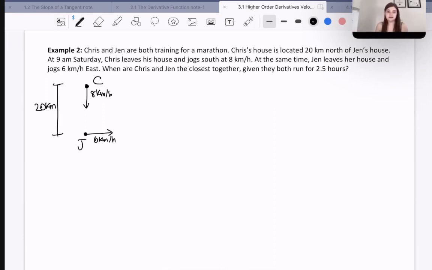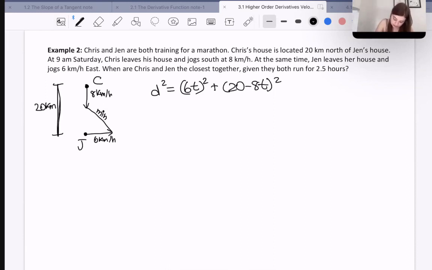Something I'm noticing here is that we have something similar to Pythagoras' theorem. We would like to know the minimum distance of this length right here. And this distance can be described as d squared is equal to a squared, which is 6 times whatever time it is, squared, plus 20 minus 8t squared. Because this is 20 kilometers and this is 8 kilometers per hour. So the distance is 20 kilometers, this length, subtracted from 8 kilometers per however many hours.